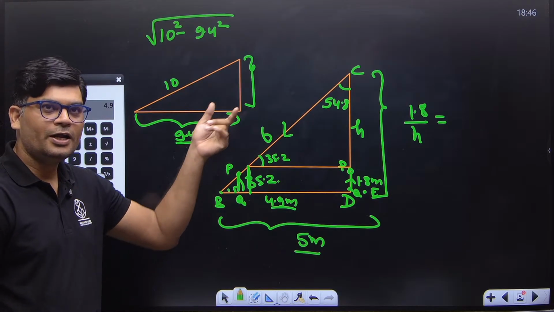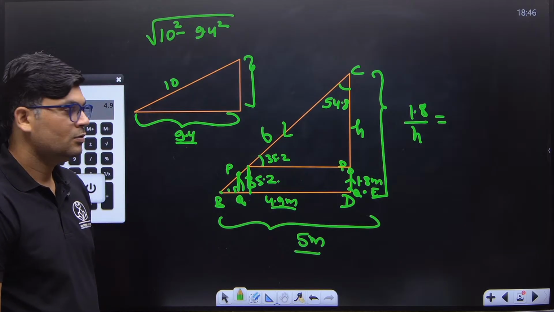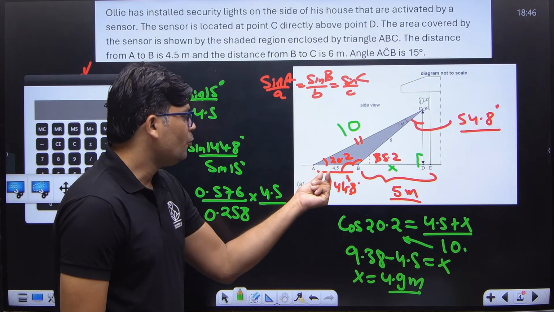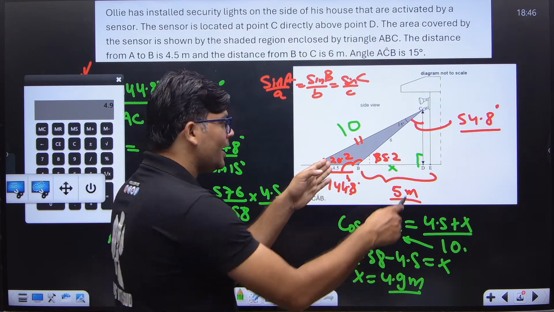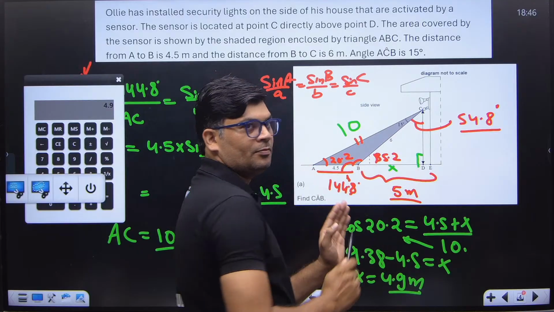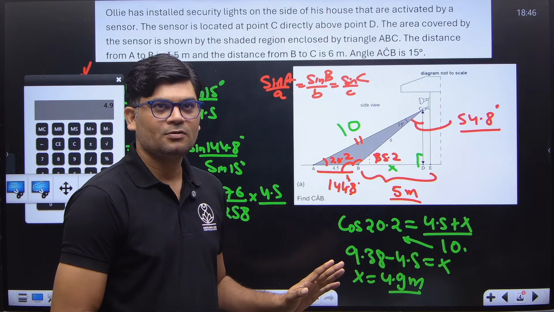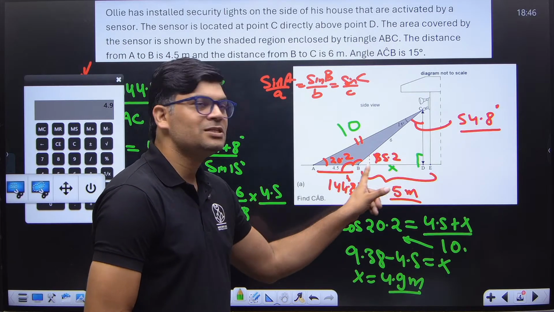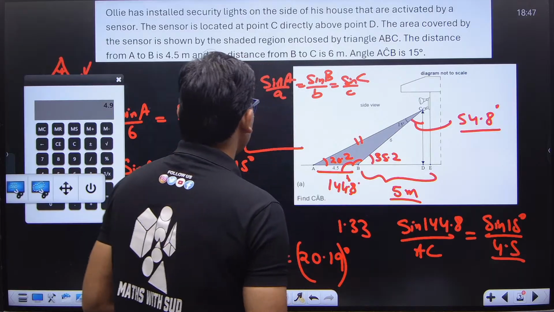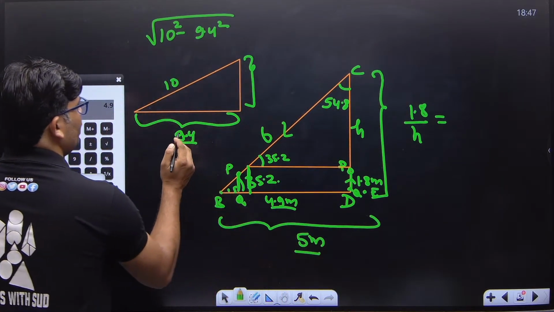Are you getting it? Isn't it 9.5? It is not 9.5, beta. See this, 4.5 plus 4.9. Don't look at BE. You have to look at ACD. BD came out to be 4.9 only. BE is 5 meters. BD is lesser than 5. It is 4.9. So we will get it as 9.4.